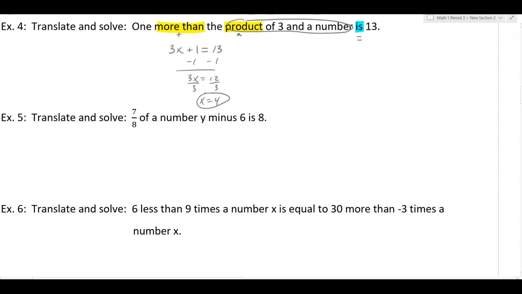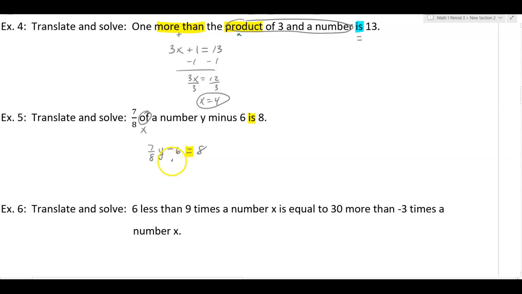Next one, 7/8 of a number y. You have to remember, of is multiplication with fractions, basically. So 7/8 times a number y, so 7/8 y, minus 6 is 8. So remember, the is tells me where to put the equal sign.